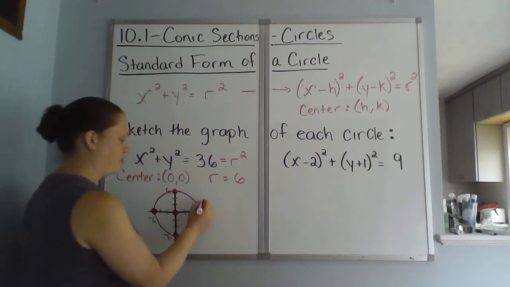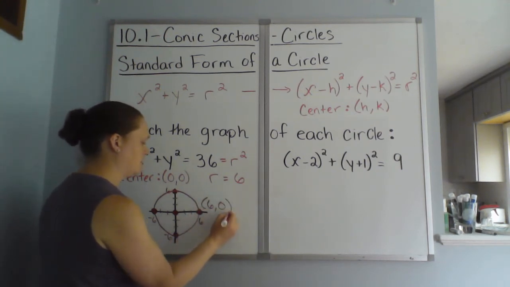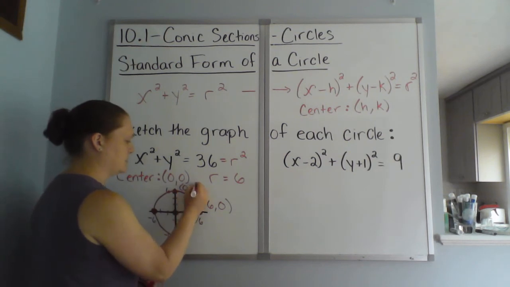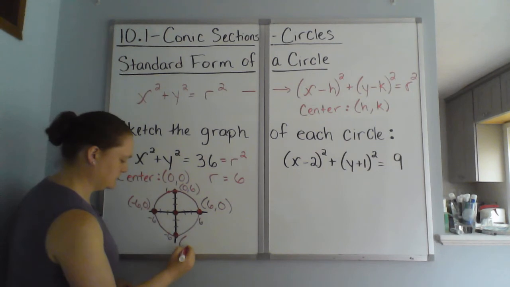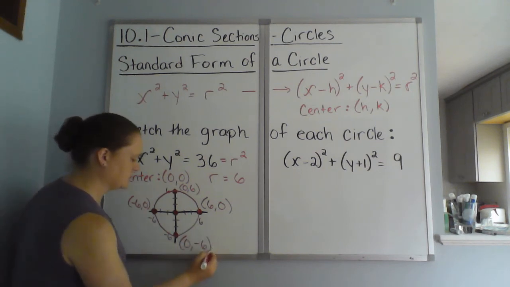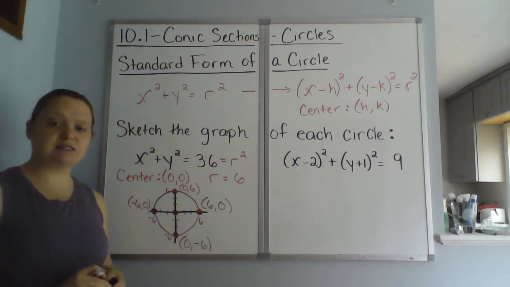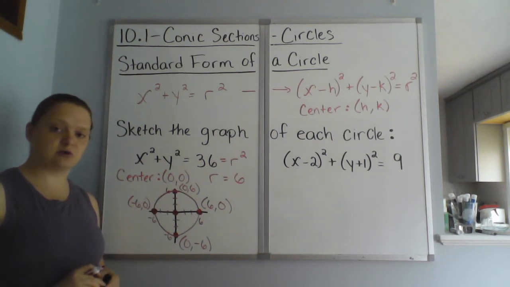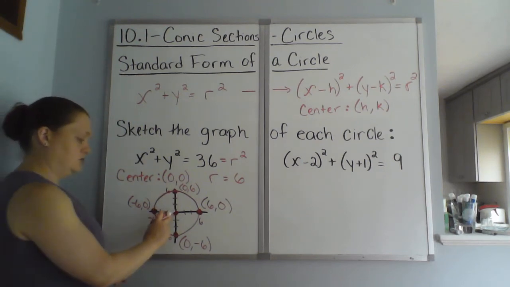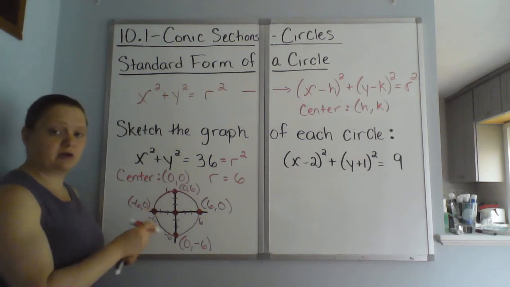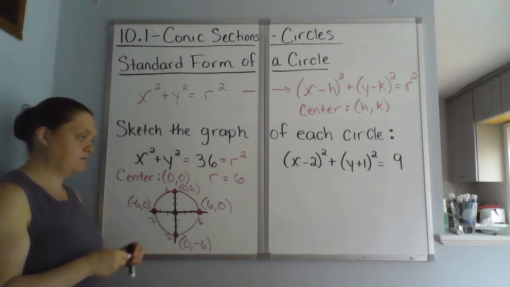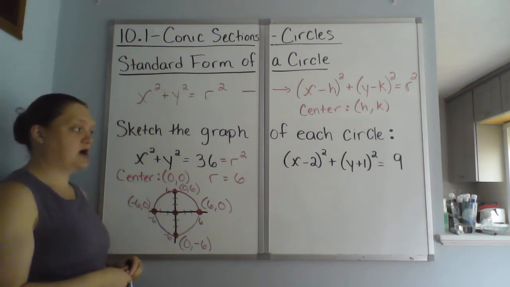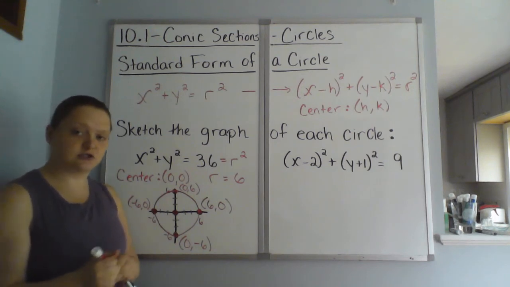Again, these coordinate points: this one is 6, comma 0. This is 0, comma 6. This is negative 6, comma 0. And this is 0, comma negative 6. You should be able to easily identify at least 4 points on every circle that you draw. You should have your center, which is not a point on the circle, but in the middle, and then the point above, below, to the left, and to the right of center.